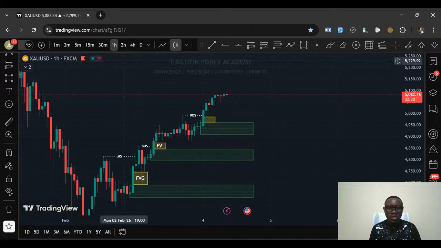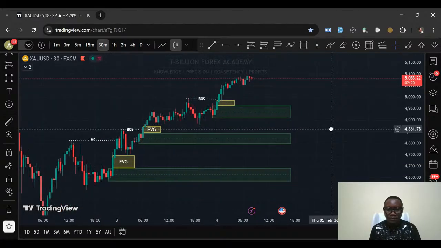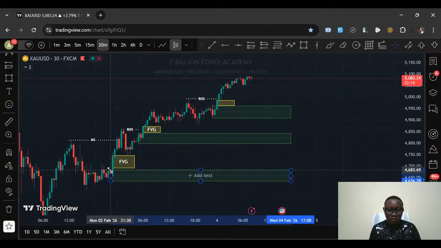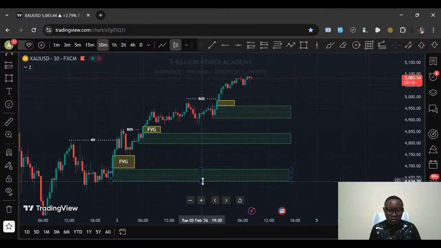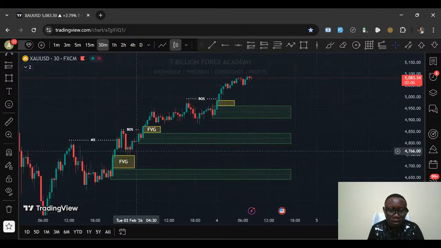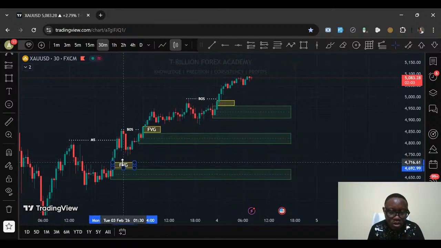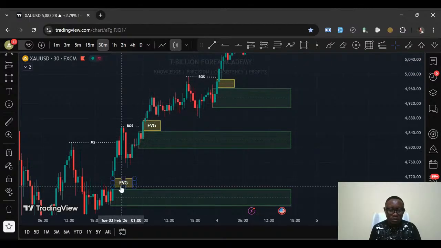So let's drill down to 30 minutes. Let's drill down to the 30-minute time frame to refine the zone further. Refine it to this candle, the red candle right here, and this candle right here. And our FVG, bring it down to this. So our FVG right here.